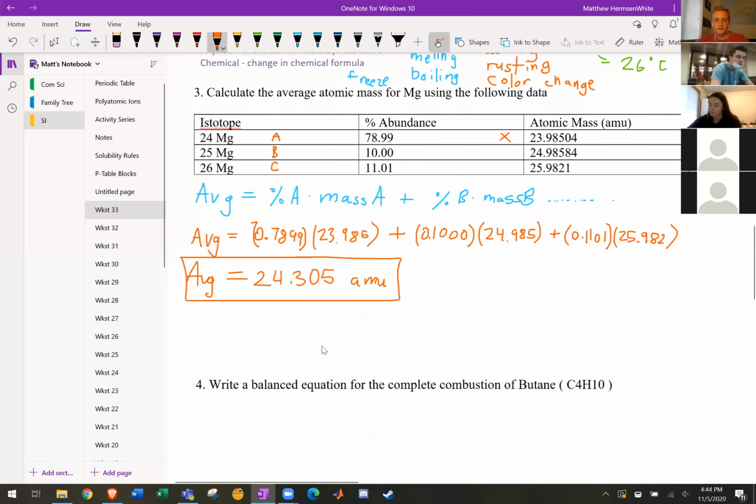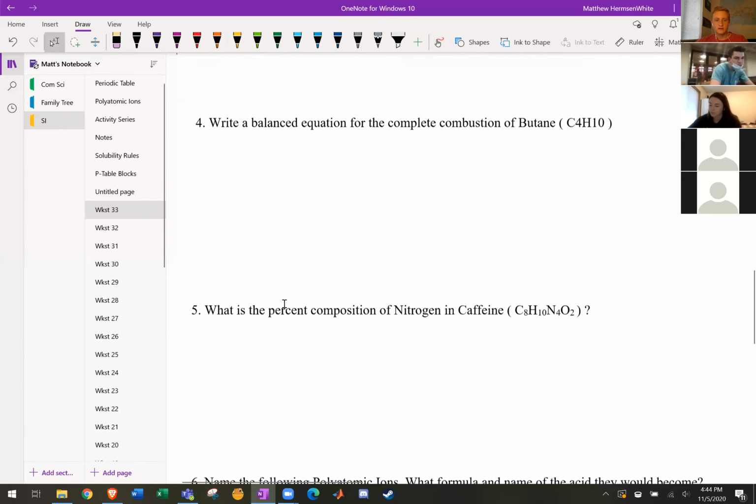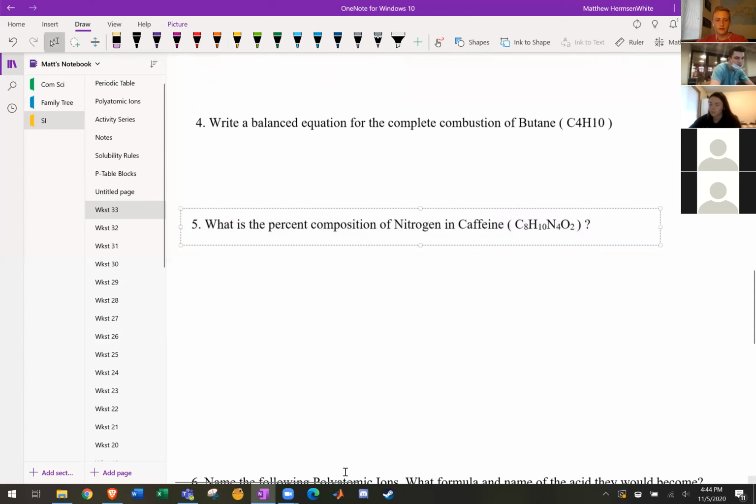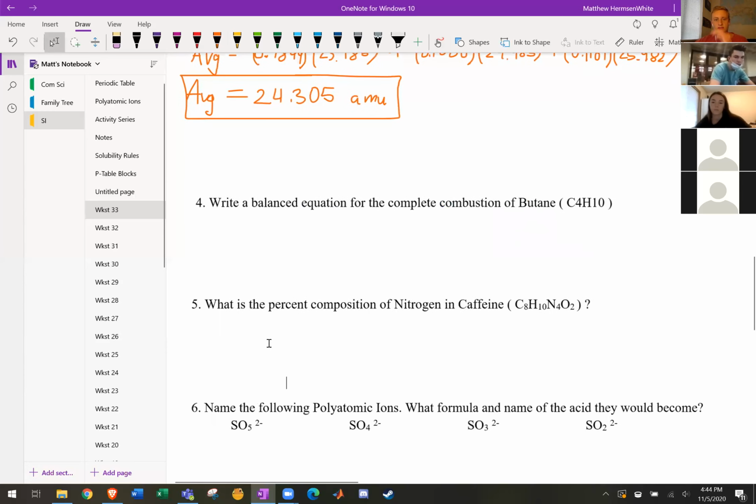So as we get started on the next ones, I'll run through and check that. All right. So I have a few on, let me just scoot these together a little bit more, from a few different chapters here. So we have a balanced equation, a percent composition, and then naming some polyatomic ions and their corresponding acids. So as you're beginning to look at these, I'm going to write down the equations, or the format you should follow, and let me know what questions you have as I'm beginning to write down the equations.